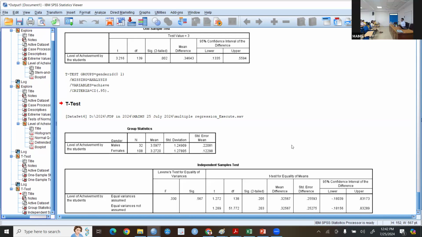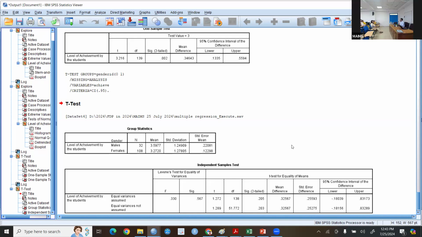First criteria is significant difference. Second is basic difference. On the group statistics, the mean of boys is 3.59, which is better than 3.27. This is an indication, but significance is not there. That has to be shown by p-value.